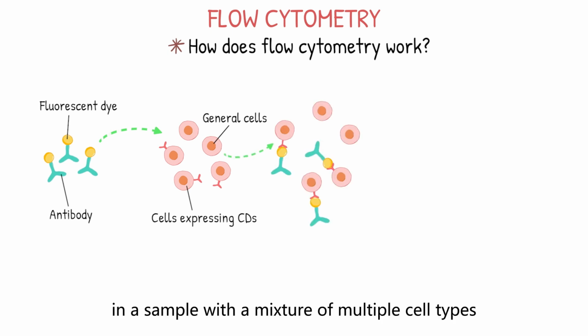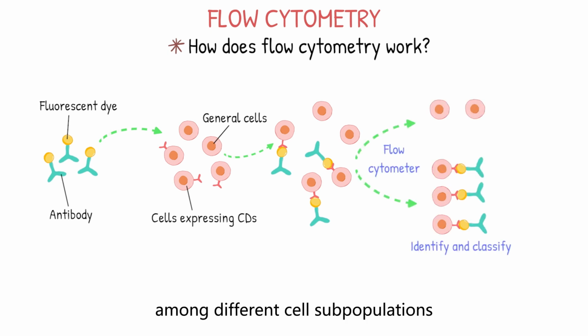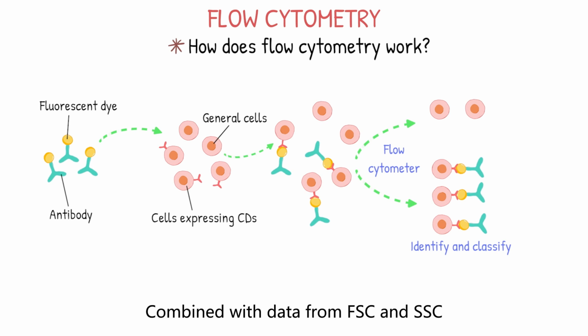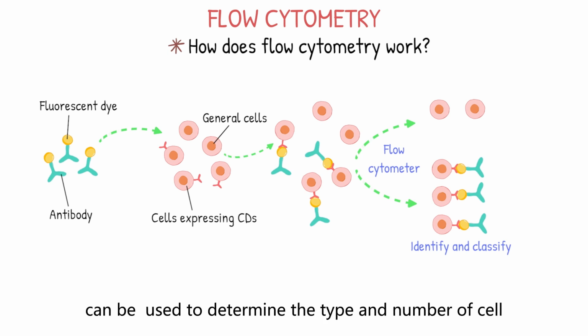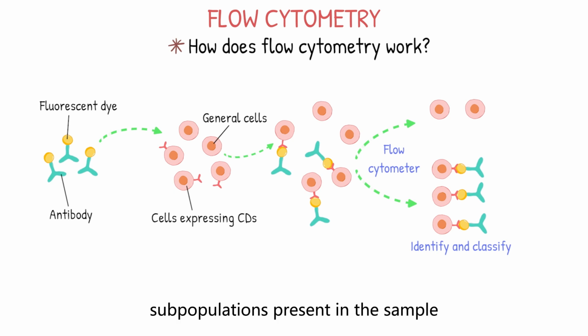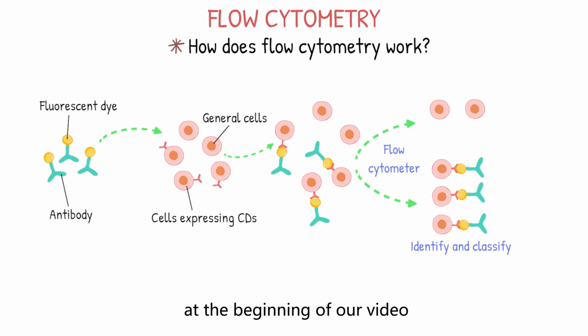Thus, in a sample with a mixture of multiple cell types, different fluorescent dyes can be used to distinguish among different cell subpopulations. Combined with data from FSC and SSC, the fluorescence expression of each subpopulation can be used to determine the type and number of cell subpopulations present in the sample. This also explains what is expressed in the pictures at the beginning of our video.